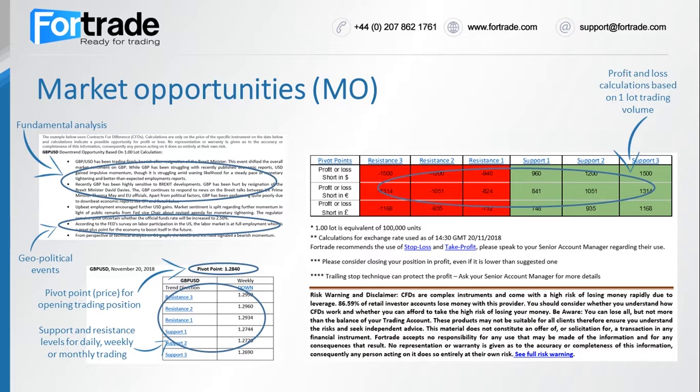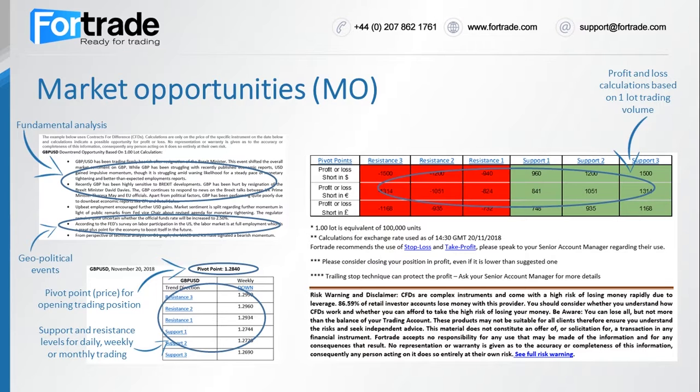It's important to look at the pivot point on which the calculations are based. If the price reaches this level that you can see on the screen, that is 1.2840, this shows the right moment in our estimation to come in and open a trading position, had you decided to trade on this market opportunity. You can see that this was a weekly market opportunity, although we also have regular daily trading opportunities.